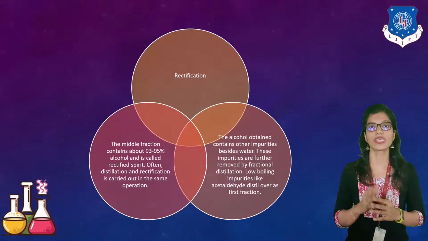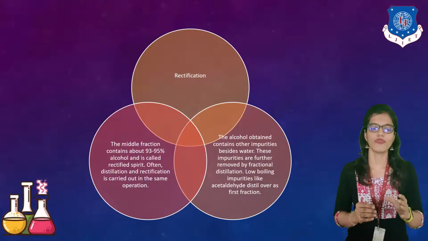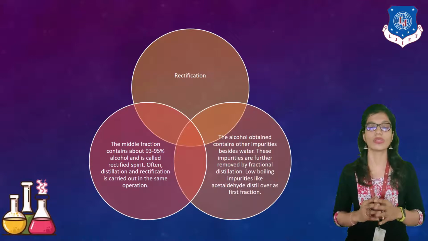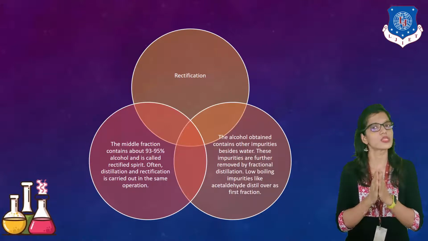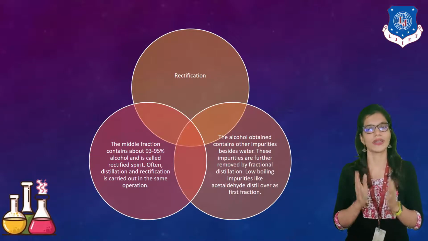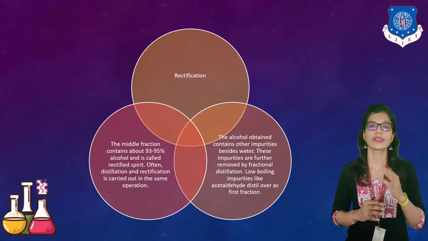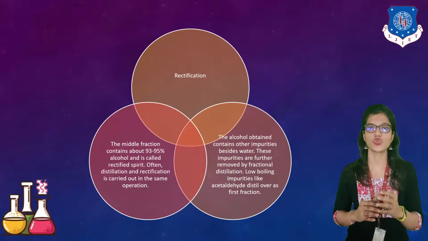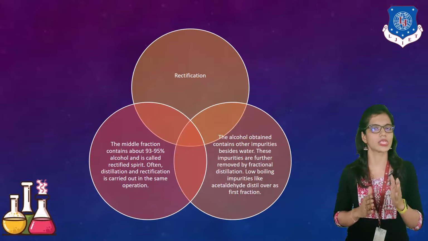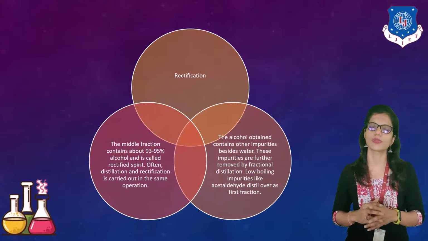That's why we know this particular process as rectification. Often distillation and rectification are carried out in the same operation, and we get our rectified spirit in that one only. This is the process with which we can obtain ethanol from the fermentation of molasses. Generally it will be done within a span of 3 to 5 days, and proper ethanol can be obtained within this time frame.